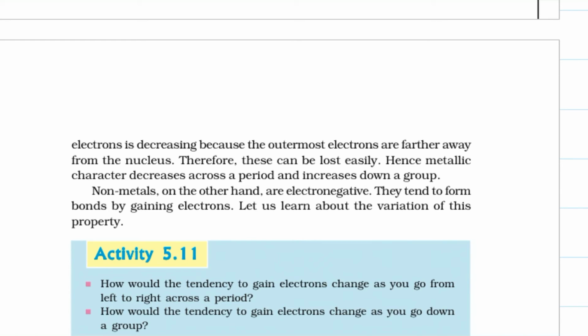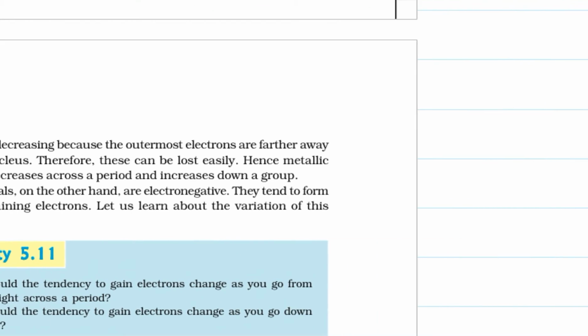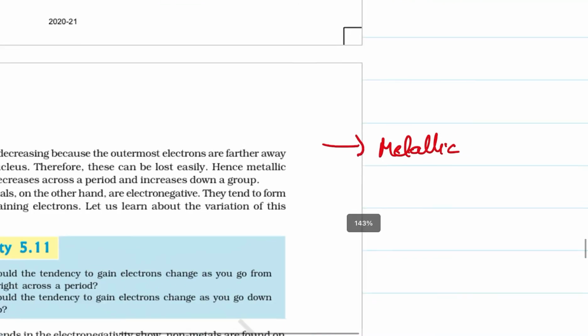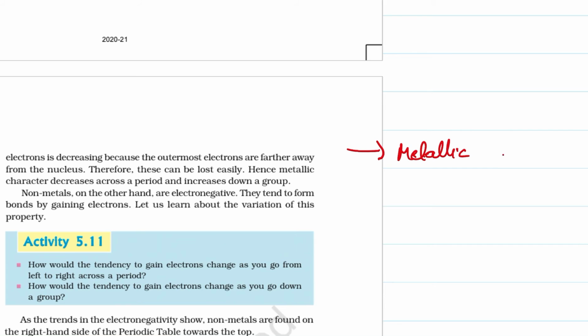Hence, metallic character decreases across a period and increases down the group. So again you have to remember, as we go from left to right, metallic character decreases, and as we go down the group, metallic character increases.